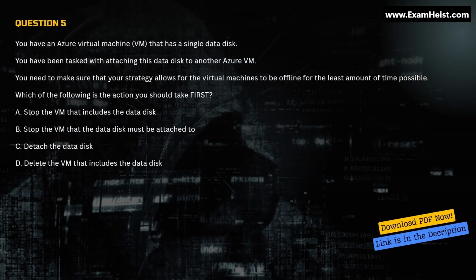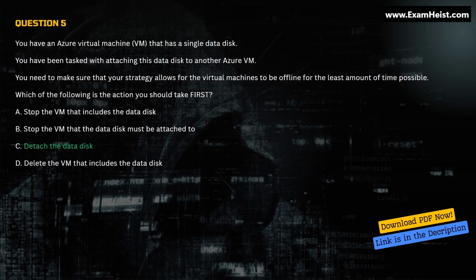Question 5. You have an Azure Virtual Machine, VM, that has a single data disk. You have been tasked with attaching this data disk to another Azure VM. You need to make sure that your strategy allows for the virtual machines to be offline for the least amount of time possible. Which of the following is the action you should take first? A. Stop the VM that includes the data disk. B. Stop the VM that the data disk must be attached to. C. Detach the data disk. D. Delete the VM that includes the data disk.